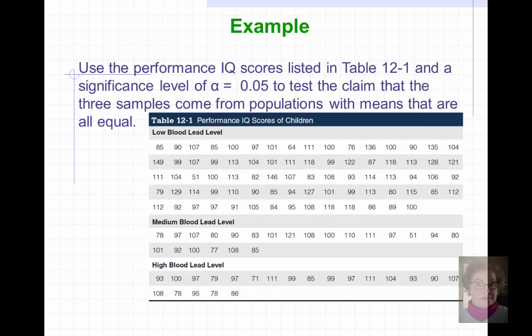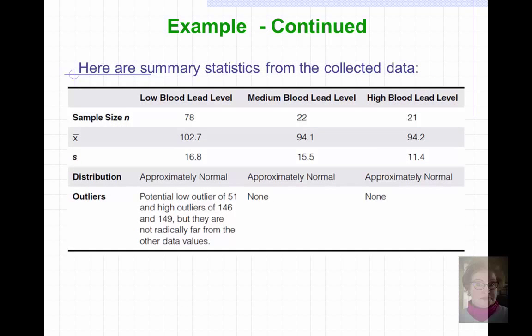So here is the data from the chapter problem. And so we have low blood level, medium blood level, high blood level. And we did a little preliminary descriptive statistics. And so we have the sample size, the mean, and the standard deviation for the 3 samples. We're going to look at the standard deviation, and they're all in the same magnitude. They're all in the teens. We don't have one that's 100 and one that's 1,000 and one that's in the ones. They're approximately the same. That's all we need to have.